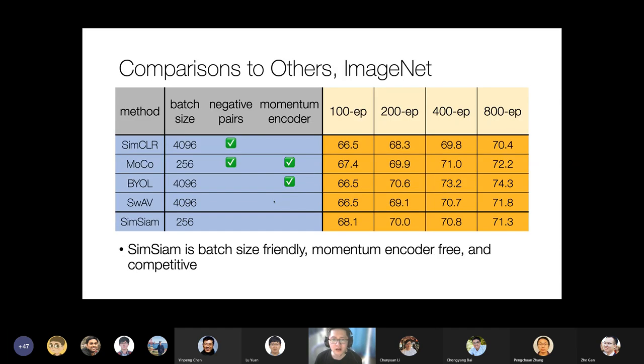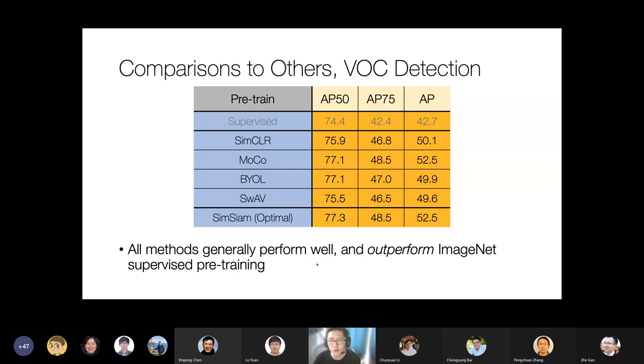Let me skip this. And then we did our final comparison with different epochs of training, and we find that SIM-CM can be competitive with a batch size friendly method and without momentum encoder. We transferred these results to other tasks like object detection, and we find in general all these methods work well for object detection. It outperforms supervised ImageNet pre-training, SIM-CM is also competitive.